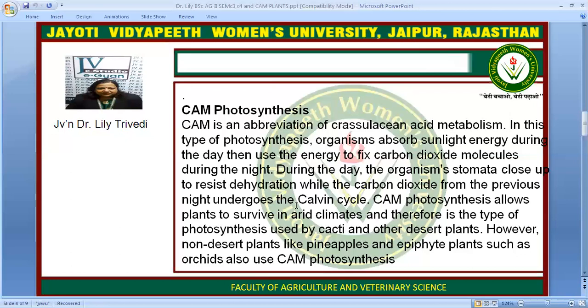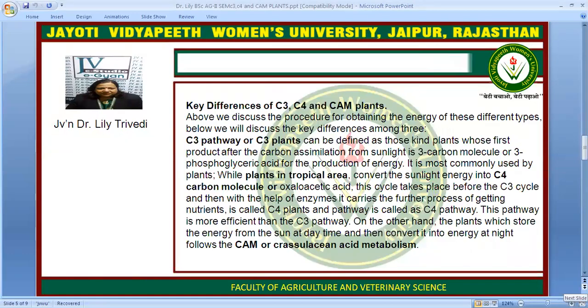While the carbon dioxide from the previous night undergoes Calvin cycle. The CAM photosynthesis allows the plants to survive in arid climates. Examples of these plants are cacti and desert plants. Some non-desert plants like pineapples, epiphytes and orchids also use CAM photosynthesis.